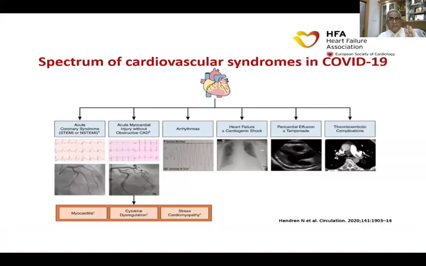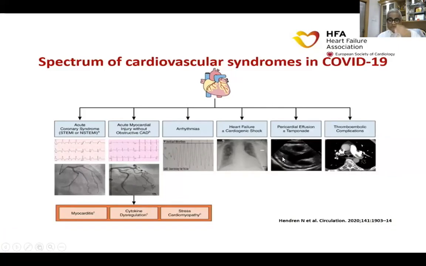And if you look at the spectrum of cardiovascular syndrome, it has been shown, published last year, that from acute coronary syndrome, like this, where the artery is blocked, you can see there could be acute coronary syndrome, stable or unstable. There will be acute myocardial injury causing obstructive coronary artery disease, and this is the finding. And there could be cardiac arrhythmia, there could be heart failure, there could be pericardial effusion.